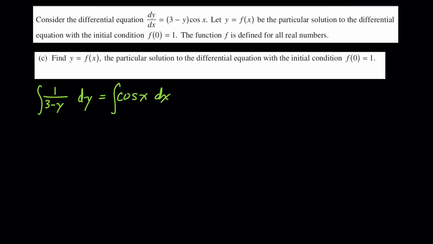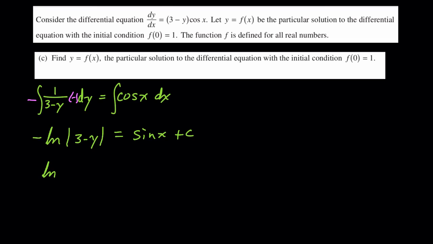you would be using u substitution right here and letting your denominator be u, where the derivative of u is negative dy. Well, that means we need to insert a negative here and a negative out front. So I'm going to go ahead and put a negative here and a negative out front, and that's going to work out then to give us a negative integral of 1 over u, which would be natural log of u, which is 3 minus y. Antiderivative of cosine is sine, and then we got our plus c.